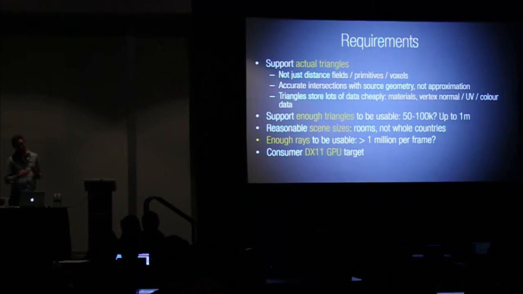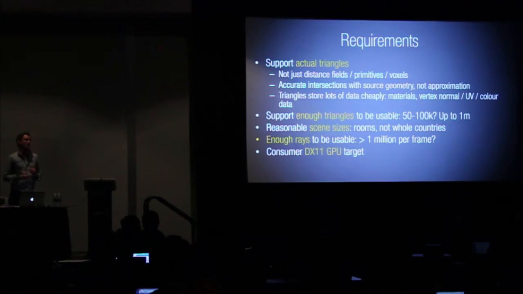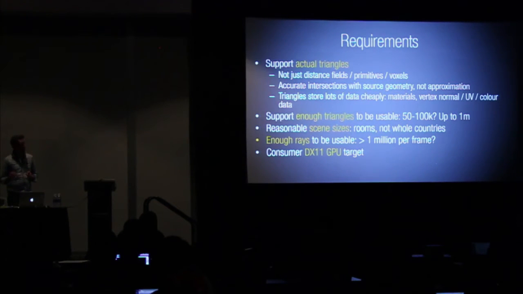I wanted to be able to support enough triangles to actually be usable for something decent. I wasn't going to aim for millions and millions of triangles because I didn't need it. I reckon I needed between 10K and 1 million. Probably a good middle ground would be a target of around 100K triangles. With 100K triangles, you can do a decent real-time rendered scene. You could do a decent game scene, for example.